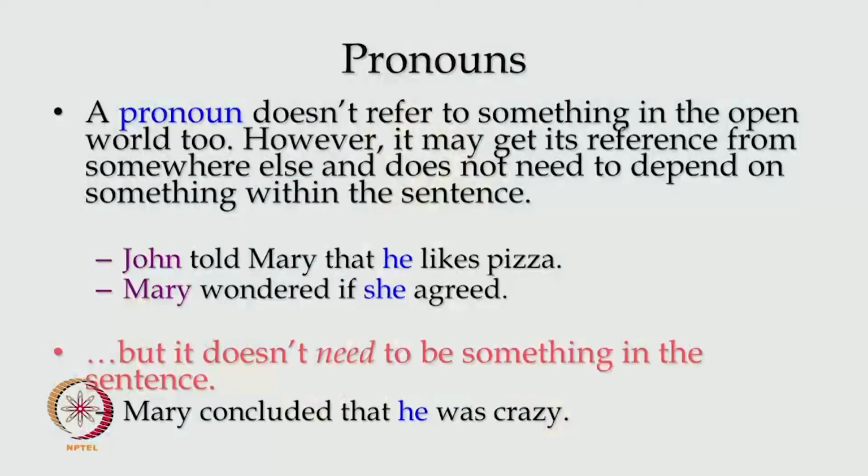Even when it is not referring to the available NP in the sentence, for its interpretation we don't have to go too far, not the whole world. That's the meaning of the first sentence. However, it may get its reference from somewhere else and does not need to depend on something within the sentence. And that is what your example was talking about and I gave you. It may depend on something in the sentence, it may not, and that is what creates a little bit of fishiness.